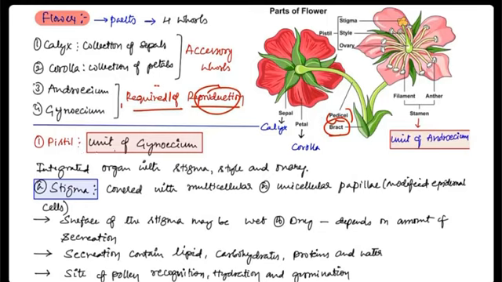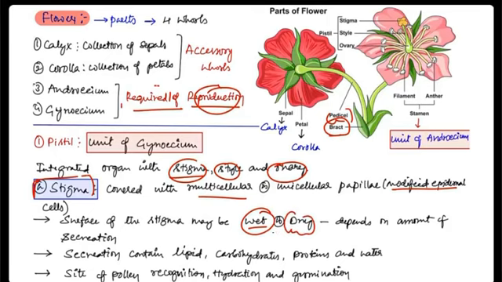Pistil is nothing but a unit of gynoecium, and it has stigma, style, and ovule. So we'll start with stigma. This has multicellular or unicellular papillae, which are nothing but modified epidermal cells. When we talk of the surface of the stigma, it might be wet or dry, depending on the amount of secretion. The secretion usually contains lipids, carbohydrates, proteins, and water.